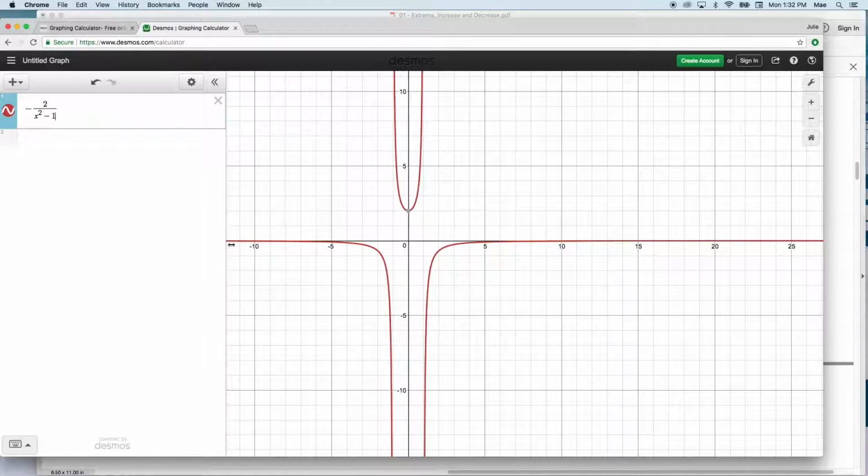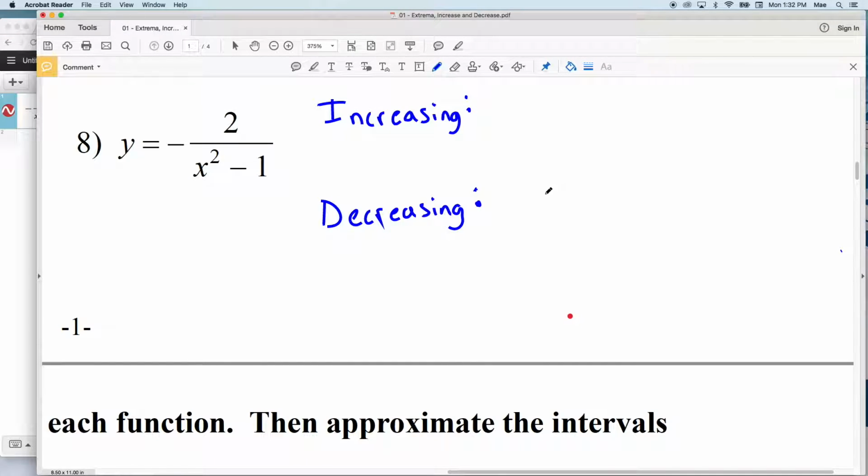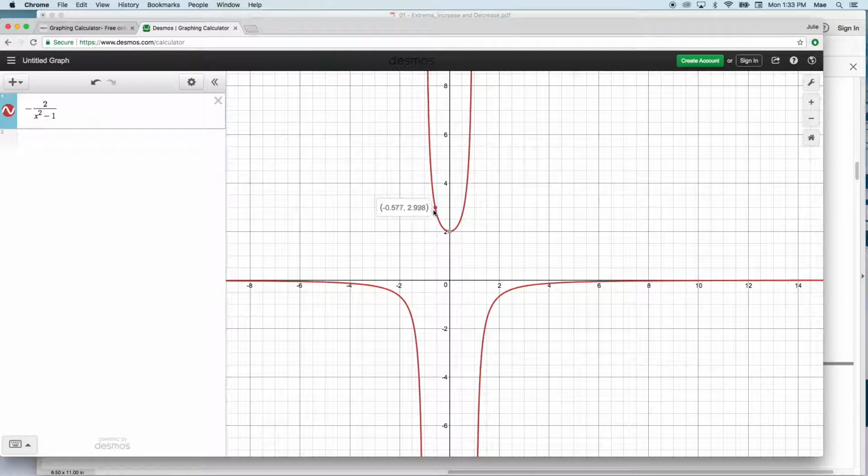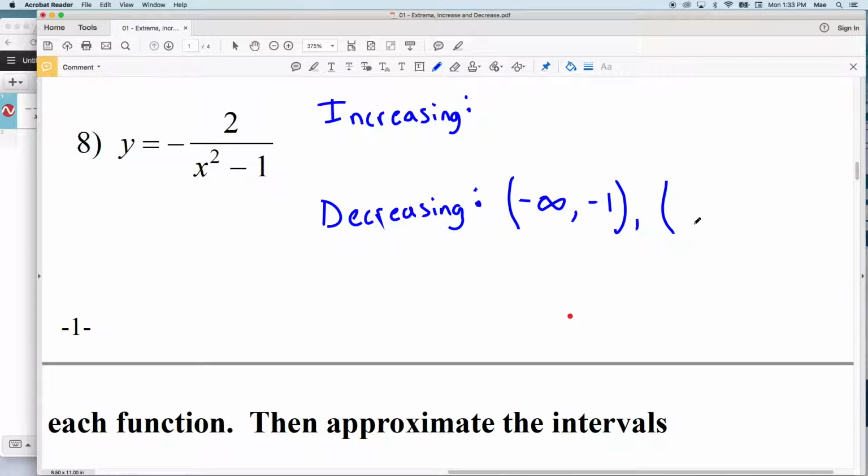equals 0. If you look, our function is decreasing until that point of discontinuity at x equals -1. So our function is decreasing from -infinity until that point of discontinuity at -1. After that, from that point of discontinuity, -1, our function is still decreasing, and it decreases until that relative extrema at 0. So our next decrease is from -1 to 0.